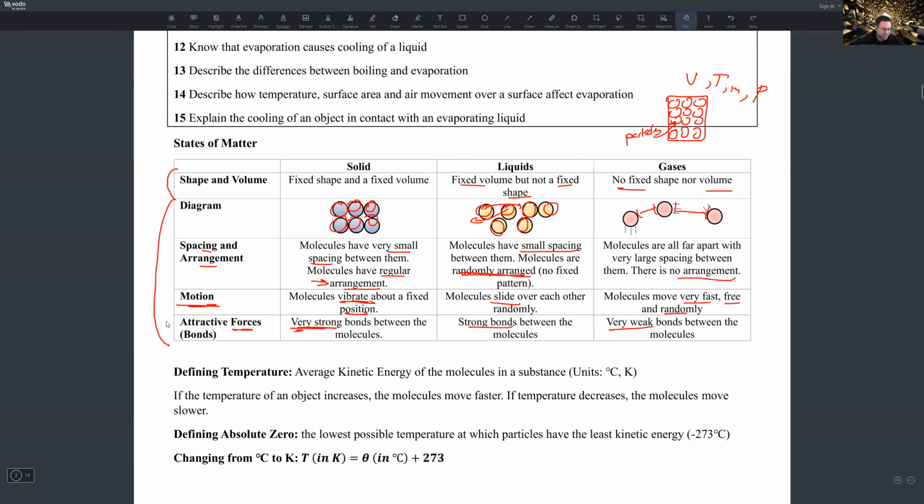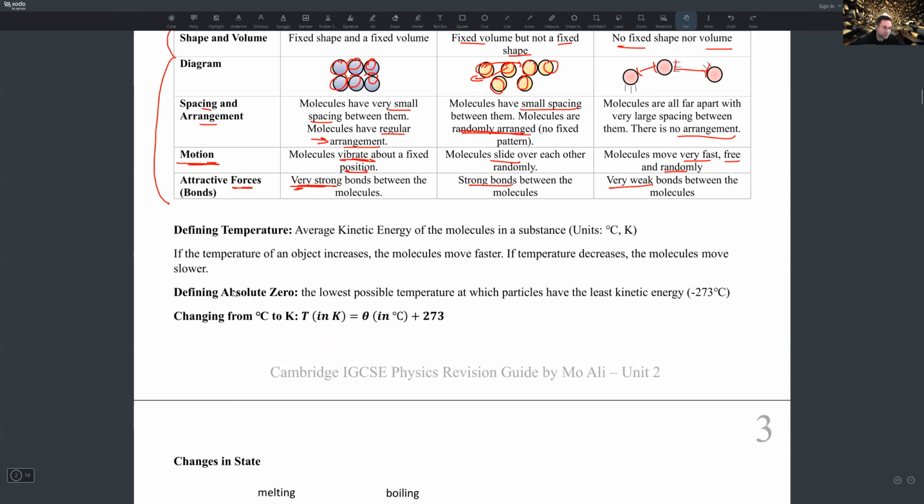This is just solids, liquids, and gases, but the most important thing in Unit 2 is heat. When you heat something, you know that its temperature increases. So what does temperature mean? What's the definition of temperature? It's defined as the average kinetic energy of the molecules in a substance. Again, it's the average kinetic energy of the molecules in a substance.